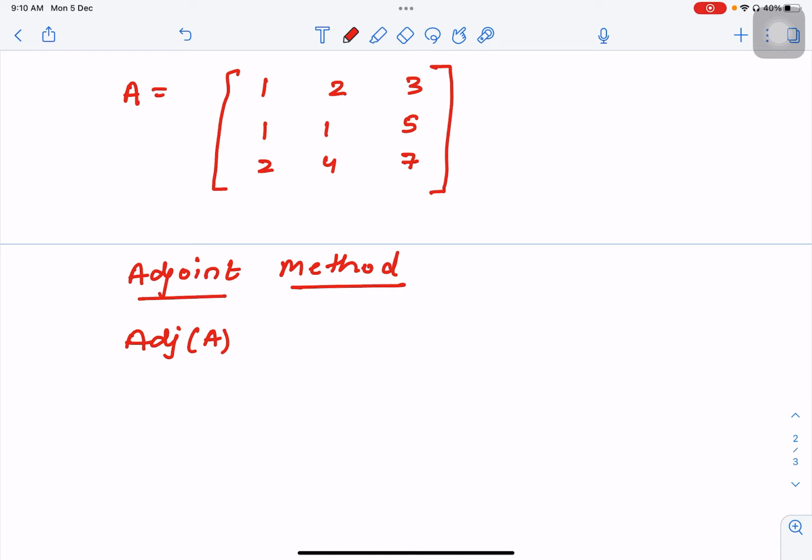The criterion is very simple to find the adjoint of a matrix. Now very important, adjoint can exist or inverse can exist only for a square matrix. What do you mean by square matrix? The number of rows should be the same as the number of columns. जितने रो होंगे उतने columns. So you can see that there are 3 rows and 3 columns.